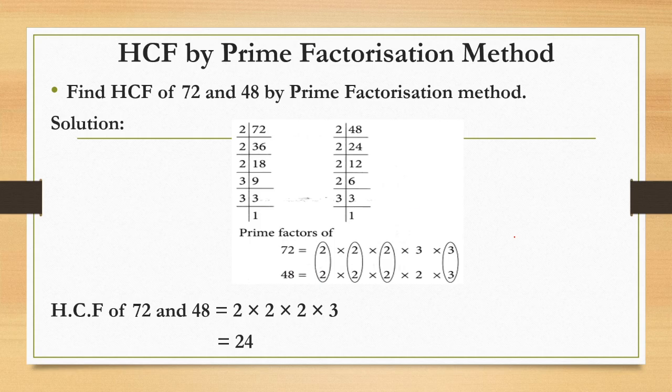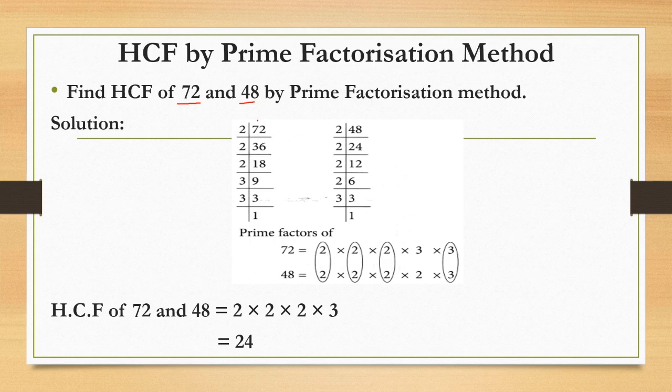We have to find the HCF of 72 and 48. First you have to do the prime factorization of 72 and 48. Now we know that prime factorization is done by two methods: one is the factor tree method and one is the division method. We are going to always use the division method in finding prime factorization.